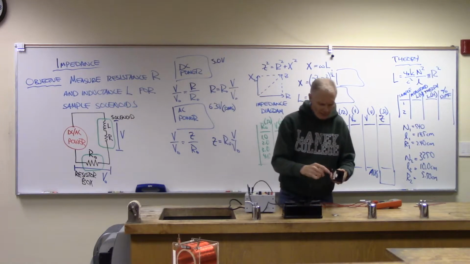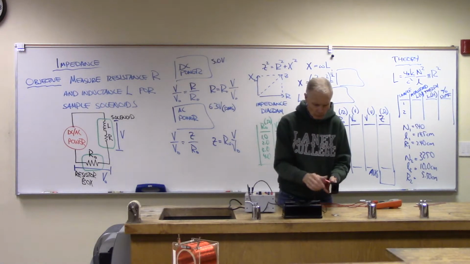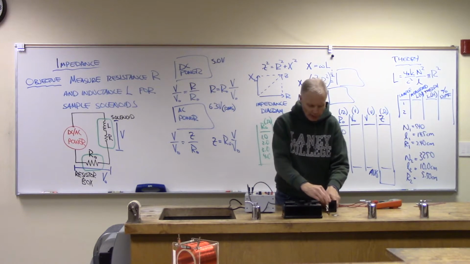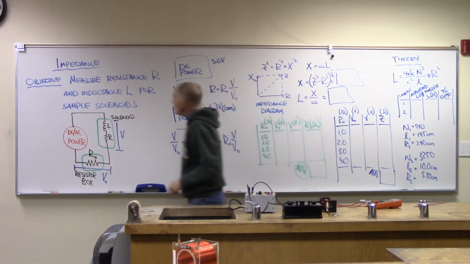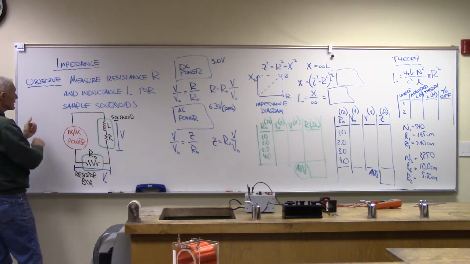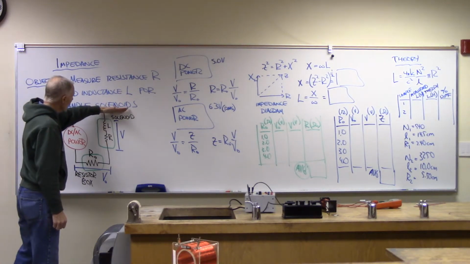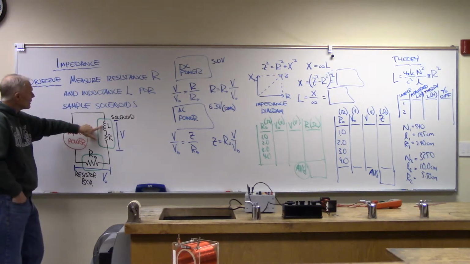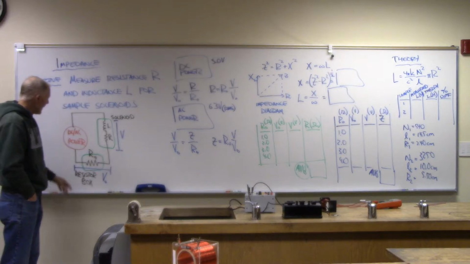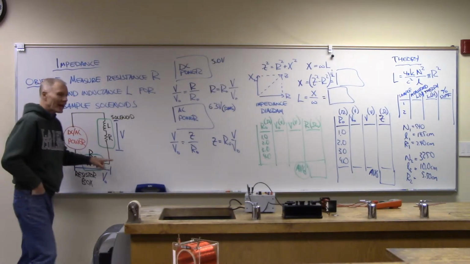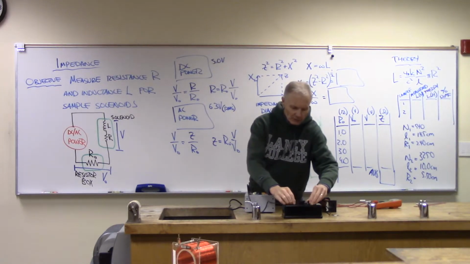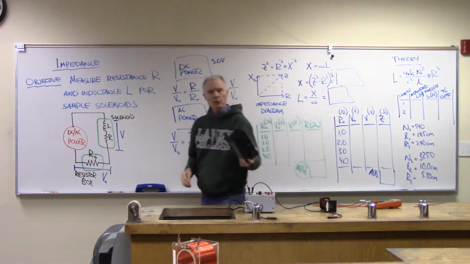So what we've got this time is the power supply, and as we've pointed out, I can switch from AC to DC. Here is the solenoid. The solenoid has not just an inductance, but it has a resistance also. And then here is a new gadget. This is a resistor box. Let me show you what this looks like. So here's a resistor box.